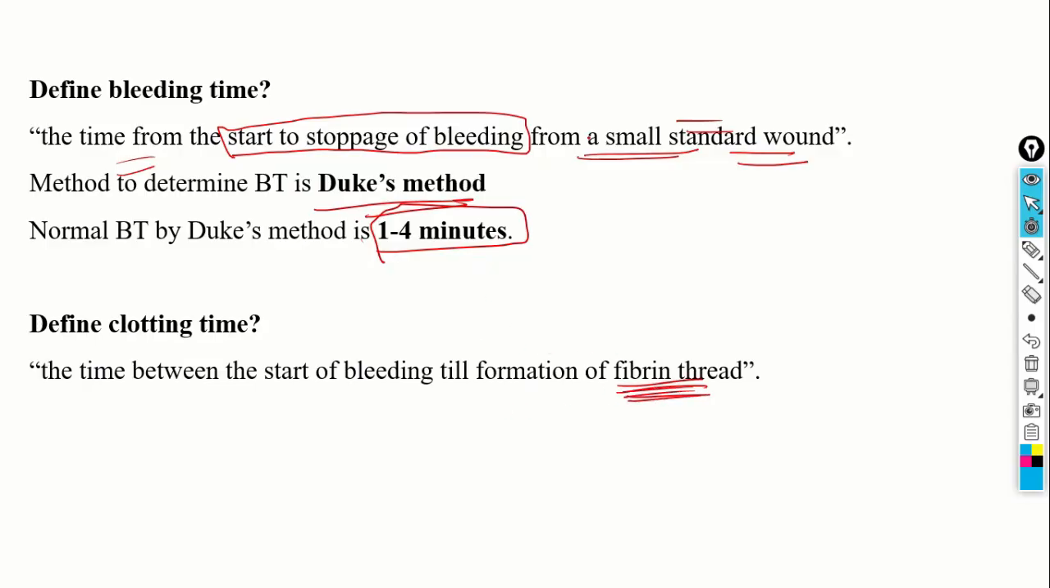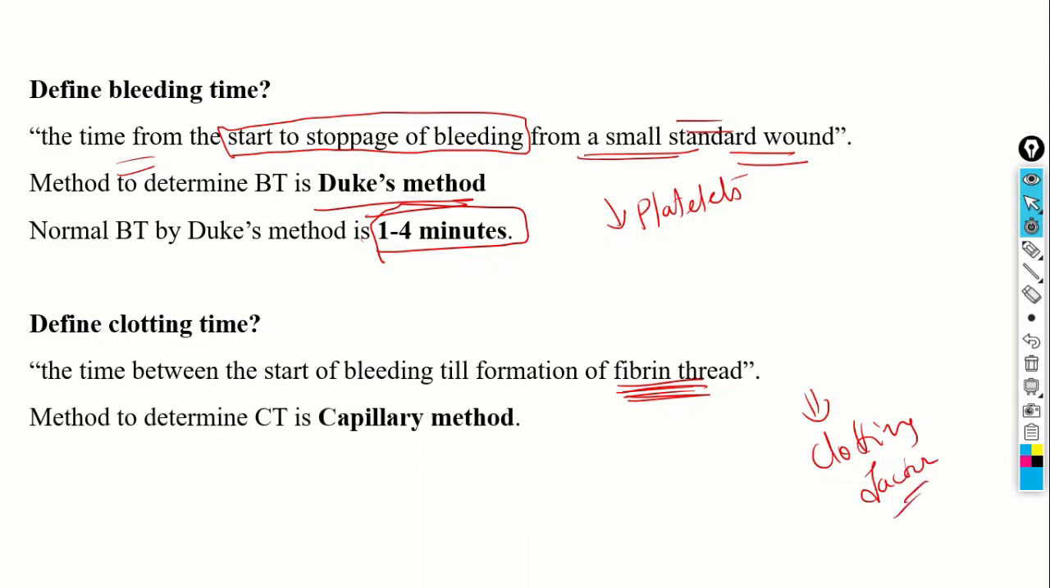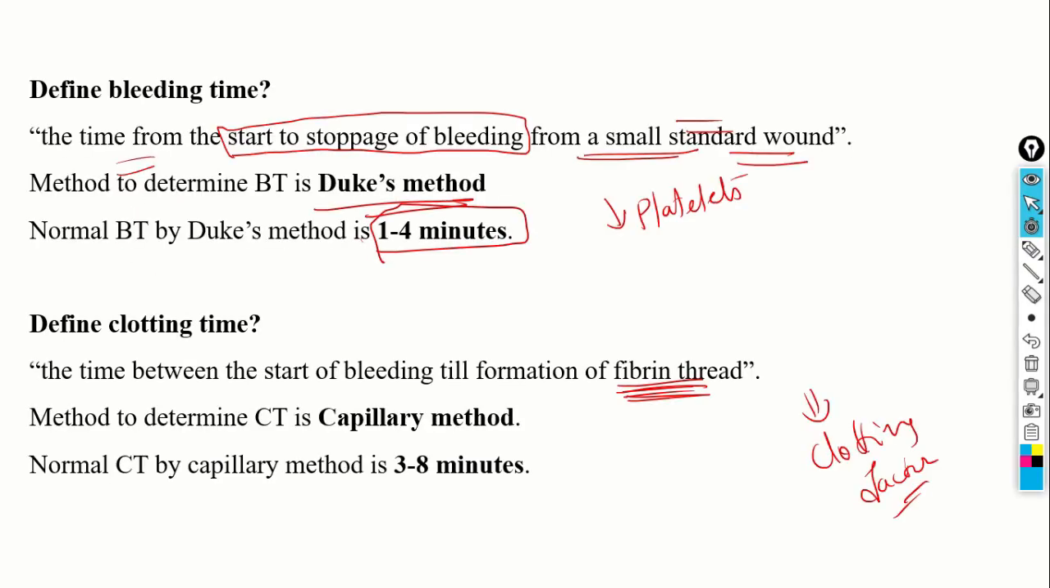In bleeding time, the component of blood you check is usually platelets. But in clotting time, the component you check is clotting factors. This you have to know, the difference between bleeding time and clotting time. The method we use for determining clotting time is the capillary method, and the normal CT by capillary method is 3 to 8 minutes. Here you can see the CT is more than BT: BT is 1 to 4 minutes and clotting time is 3 to 8 minutes.